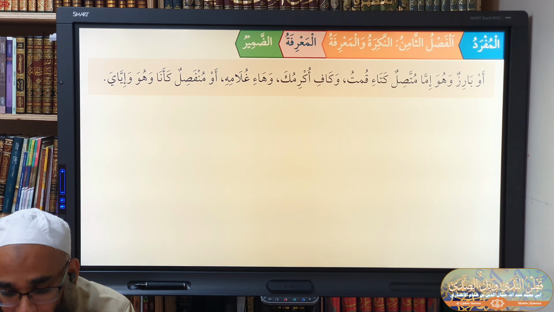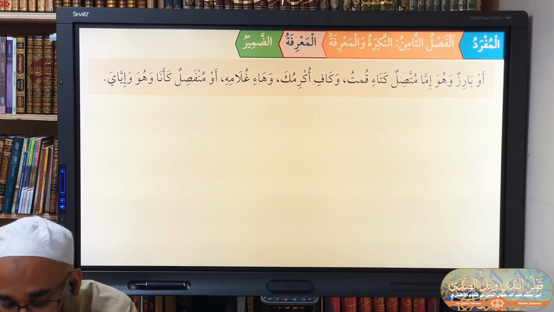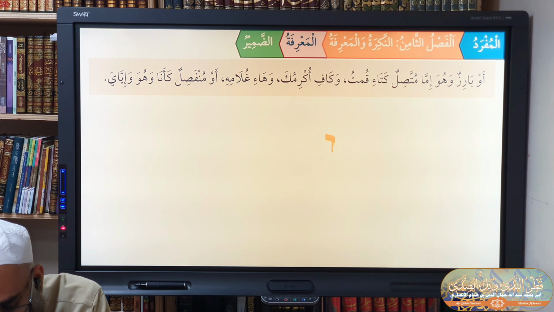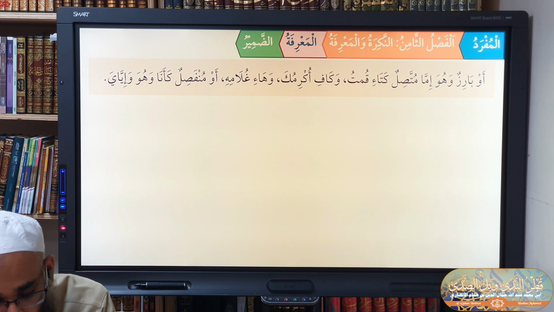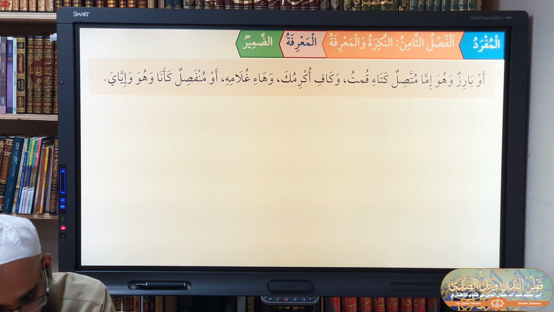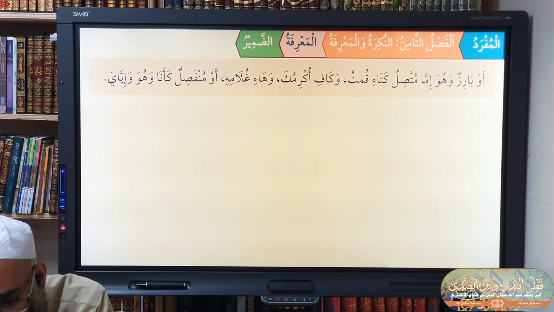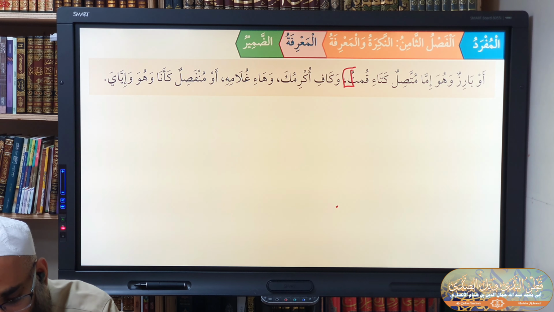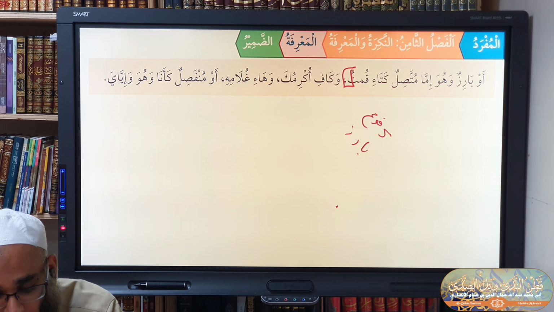It has a form. And the baris can be either muttasil or munfasil. What does muttasil mean? Joint, meaning attached to the verb, or attached to a maf'ul, to the fa'il, or attached to ismu inna. Like qumtu. This is zamir marfu. It is baris, you can see it in the form, and it is muttasil.